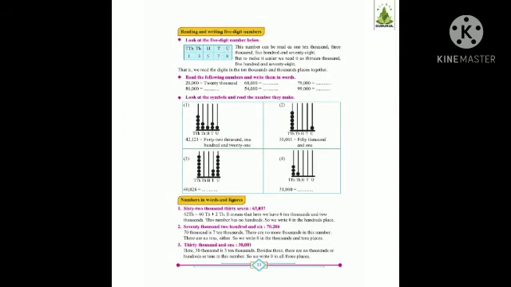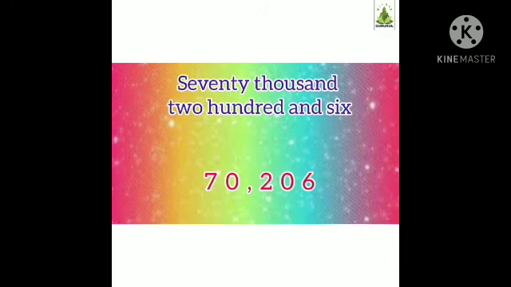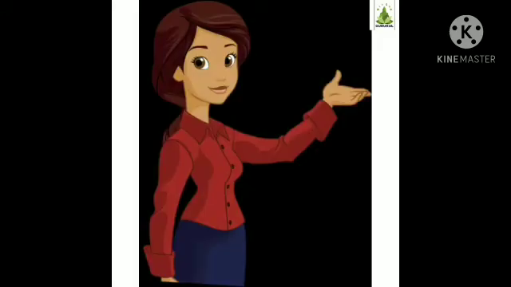Now let us learn. Refer page number 10. See numbers in words and figures. In the first example, you can see the number 62,037. This number has 6 ten-thousands and 2 thousands. This number has no hundreds, so we write 0 in the hundreds place. This way practice the next numbers. I hope you understood 5-digit numbers.